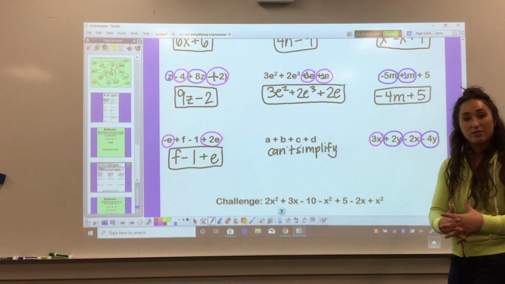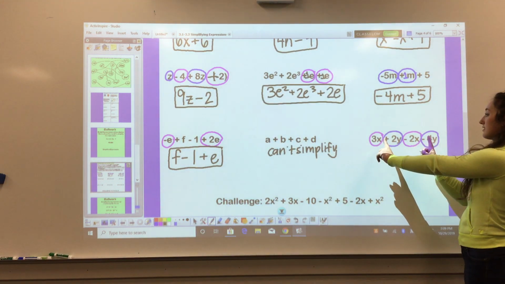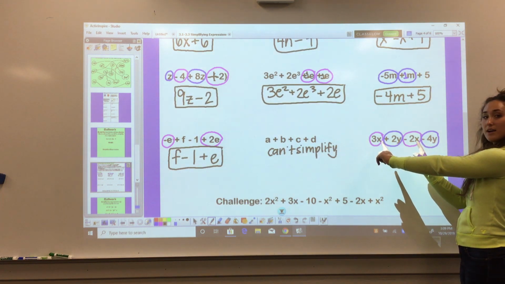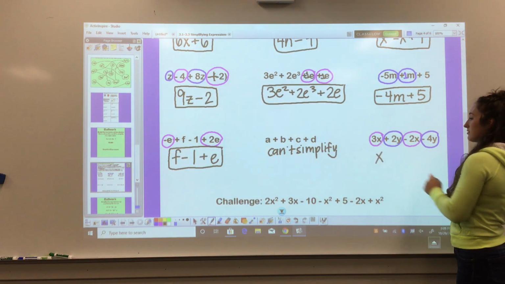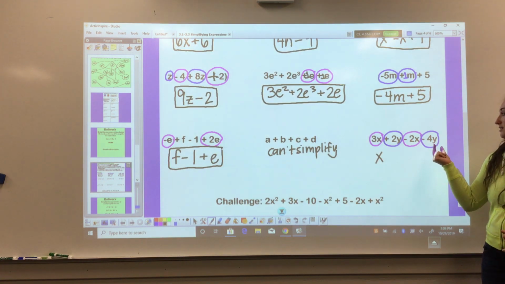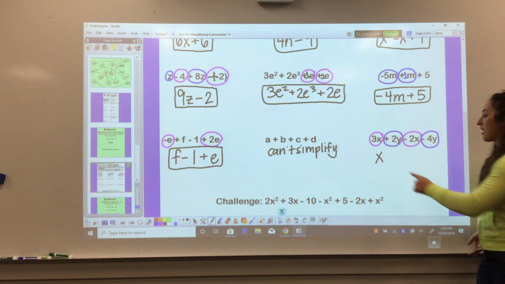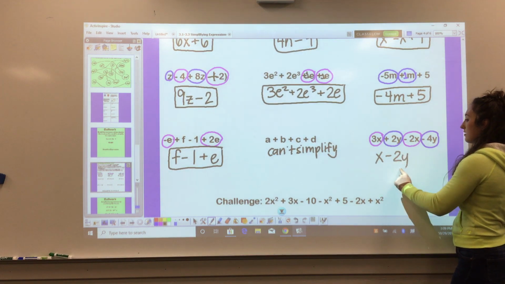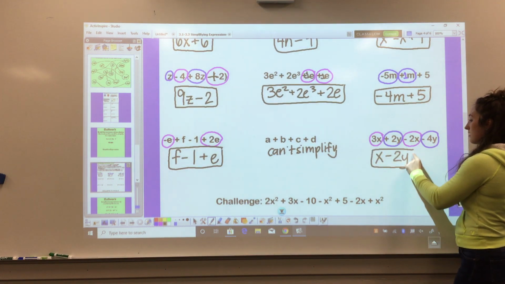So then combine the ones that are alike. 3x and negative 2x is 1x. 2y and negative 4y is negative 2y. And there it is.